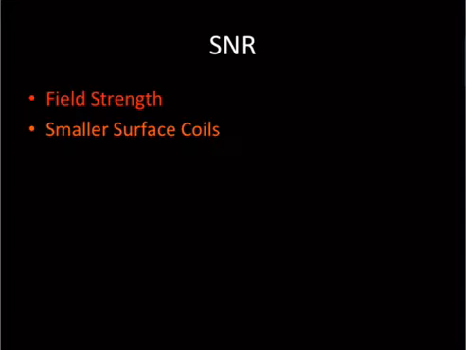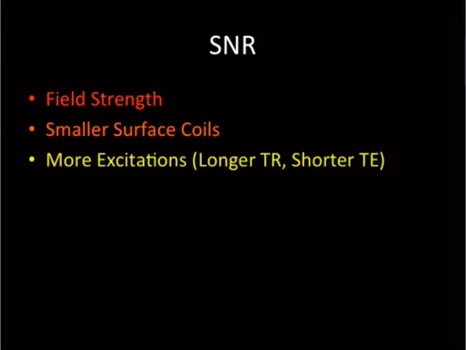The other thing is the number of excitations. The more excitations you perform, the more signal you get. The main trade-off to this, if you remember back to the table time discussion, is that number of excitations is one of the factors that's going to play into how long you're on the table, like TR. Your TR, your phase encoding steps, and your excitations are going to affect your table time.